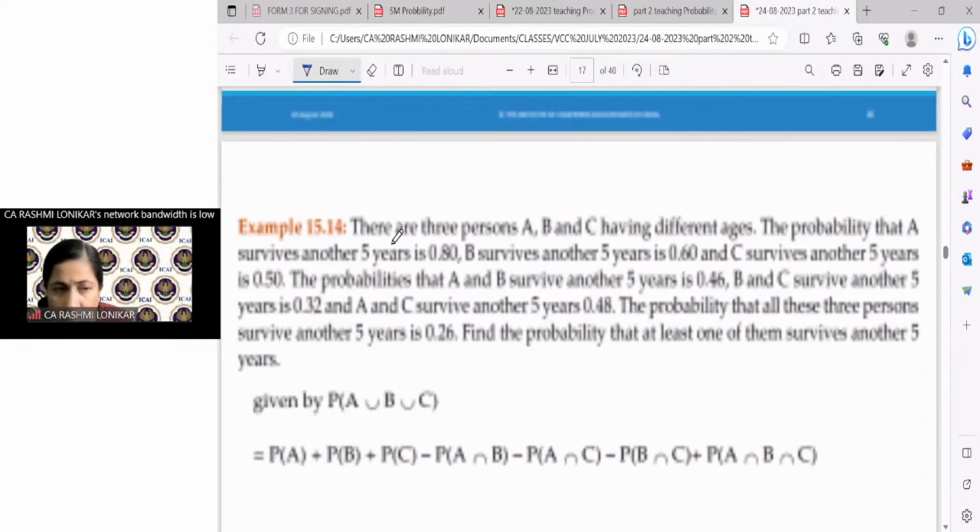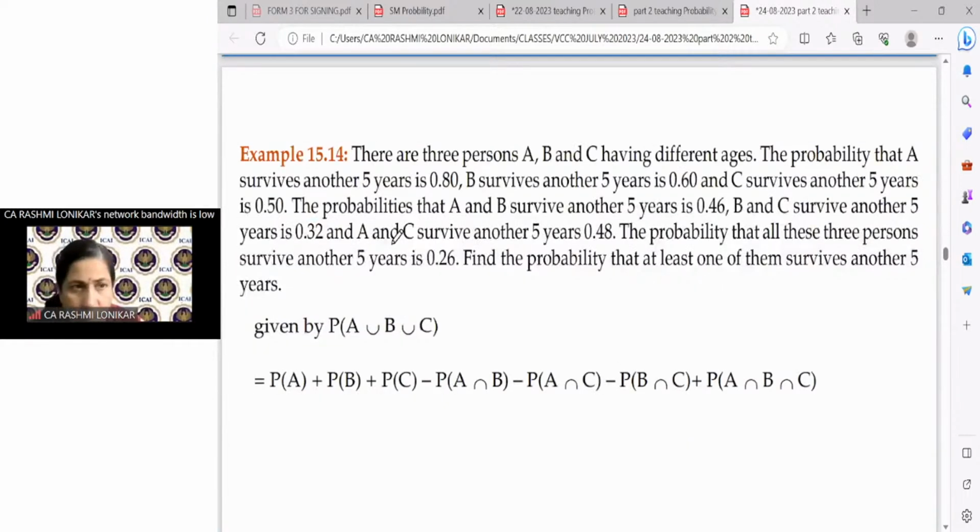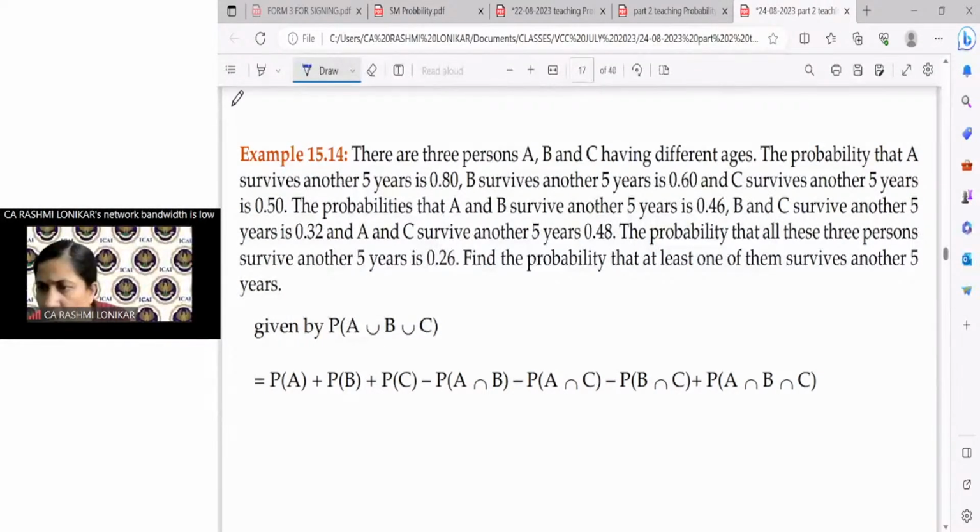Okay, next question. There are 3 persons A, B, C having different age groups. The probability that A will survive another year is 0.8. So P of A is equal to 0.80. P of B surviving is 0.60. P of C is 0.50 for another 5 years. The probability that A and B will survive another 5 years is 0.46. So P of A intersection B is 0.46.